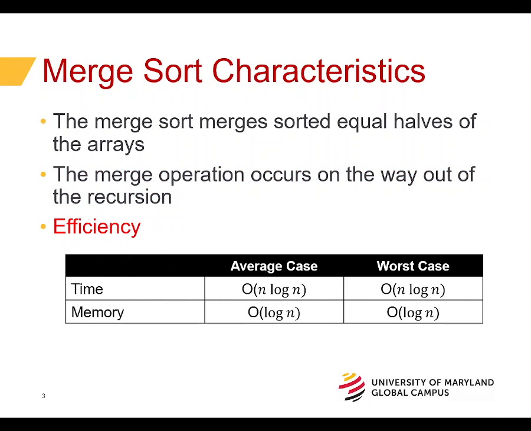Okay, having seen how this sort behaves, let's summarize the efficiency issues. Because the array is always being divided into equal halves, the average and worst cases are the same. For time, it is the n log n big O we characterized as the solution to the recurrence equation. The stack space needed is log n, because for an array of size n, we only need to divide it in half log n times to reduce the size to 1. Keep in mind when we say log n, we mean log base 2 of n.